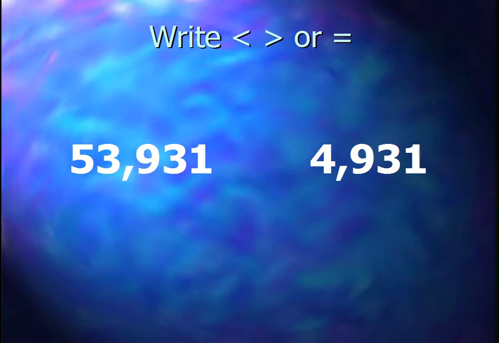All right, again, write less than, greater than, or equal to: 53,931 or 4,931. Let's go and start. Let's see, we have something in the 10,000s spot here, but as you can see, we have no 10,000s here, so which is the greater number? Write that in and check your work. Of course, the alligator is going to eat the bigger number. And so how would you write this statement? 53,931 is greater than 4,931.